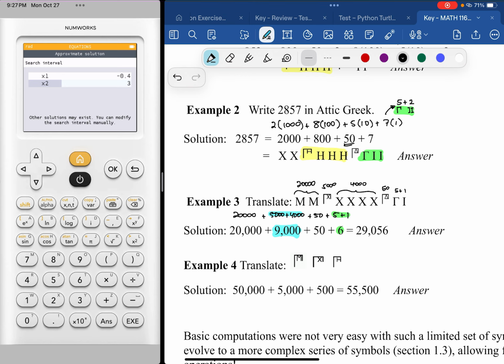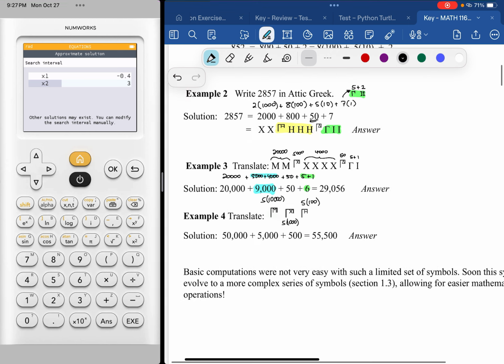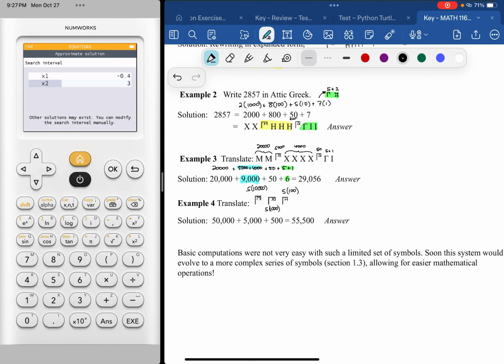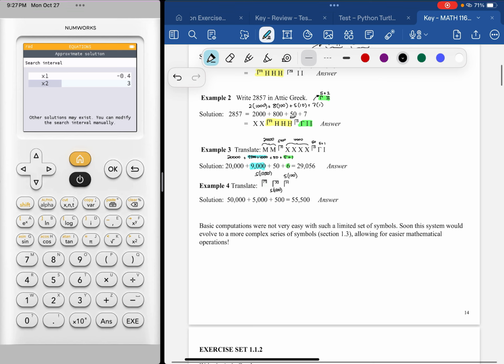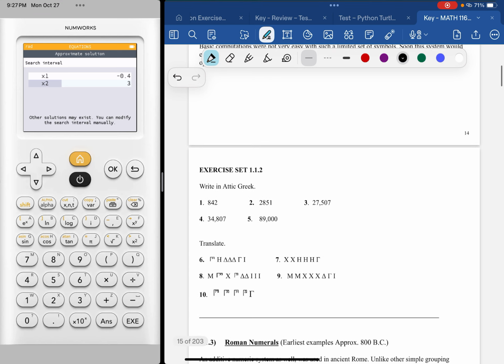All right. So if I know my mu is worth, so this is 5 10,000s. This one here is 5 1,000s, and this is 5 hundreds. That pretty efficiently gets you where you want to go. All right. And that would be, I think, to exercise set 1.1.2.